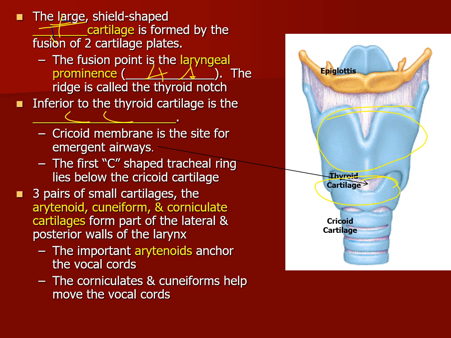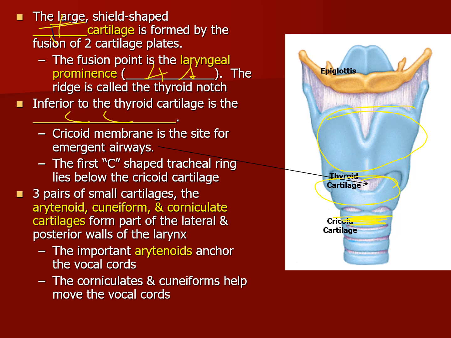The cricothyroid membrane is a membrane for emergent airways. That's what I was talking about on that previous slide. This is the first of what they call C-rings, and we'll get into that in a second. It lies below the cricoid cartilage. So right below the cricoid cartilage is your first C-ring, and it's incomplete posteriorly. So the only complete tracheal ring is actually your cricoid cartilage.